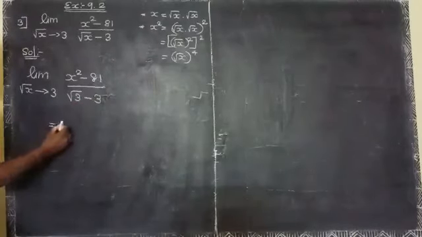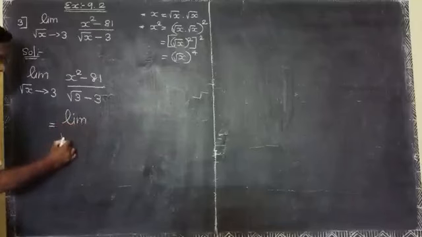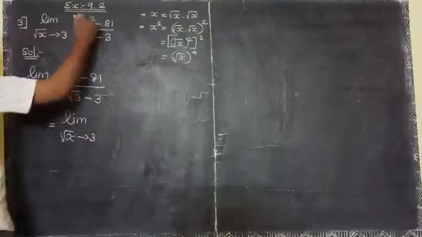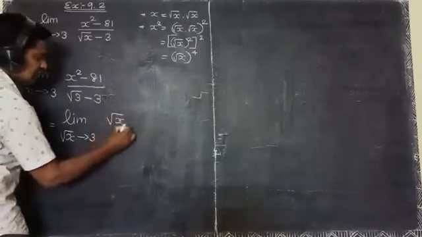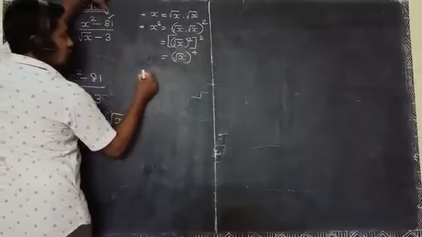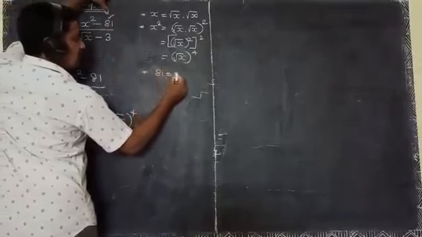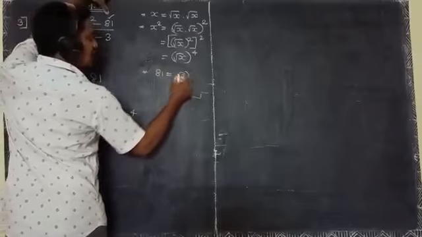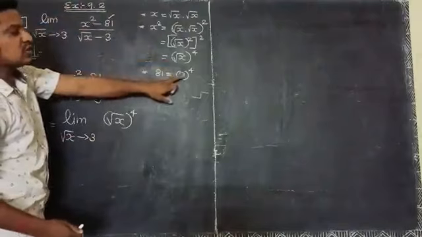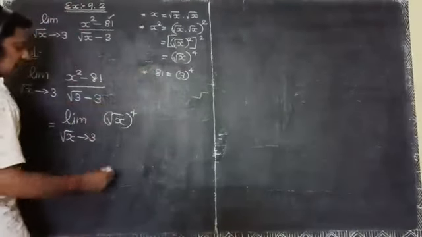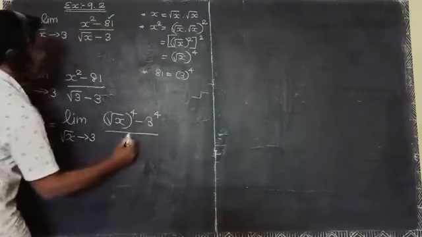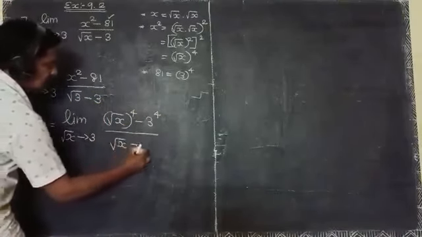Here, limit root x approaches 3, x square can be written as root x whole power 4, and 81 can be written as 3 power 4. 3 power 4: 3 3s are 9, 9 3s are 27, 27 into 3 is 81. Minus 3 power 4, divided by root x minus 3.